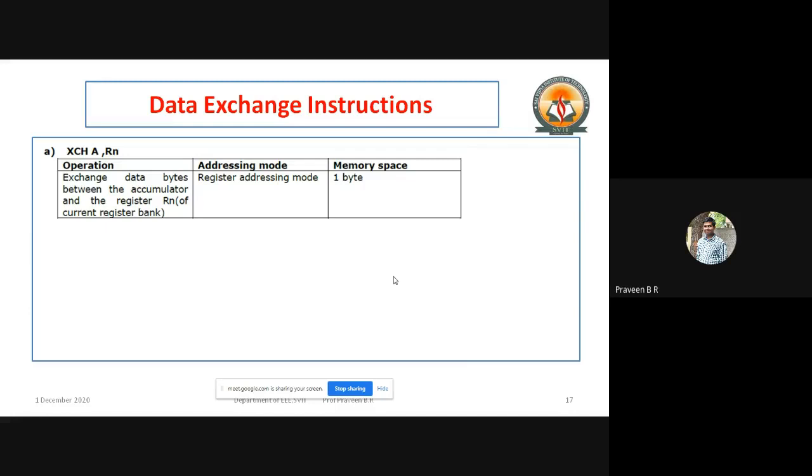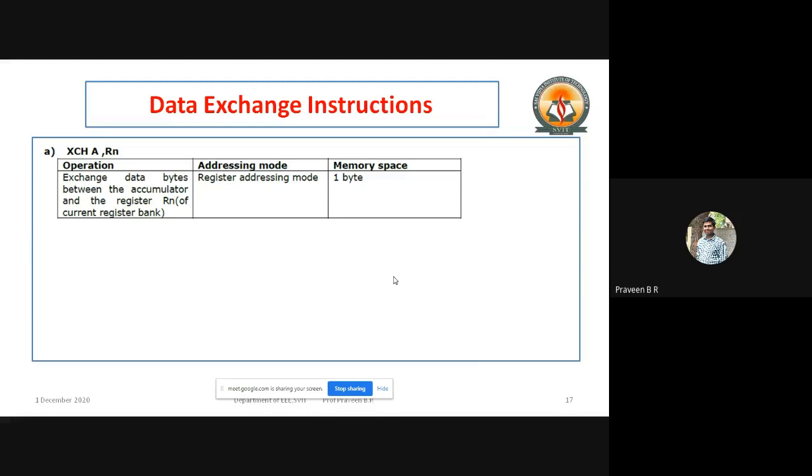So what does the XCH instruction perform? It exchanges the data between two registers. It could be between accumulator and a general purpose register. It could be between accumulator and an address. It could be between accumulator and the specified data pointer, like that. So let us see the first one: XCH A, Rn. The general purpose registers are R0 to R7, 8 general purpose registers we have.